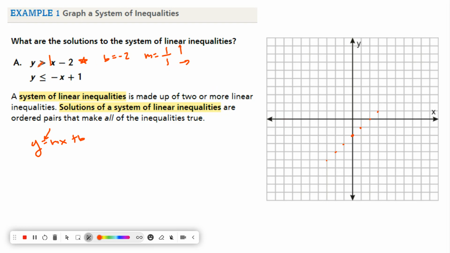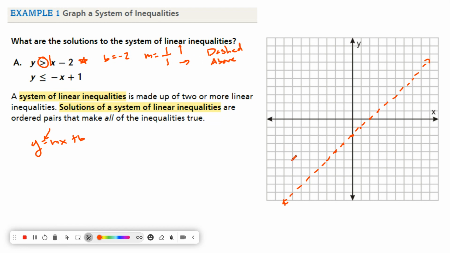Do you see this greater than symbol? A couple things that symbol means. Number one, my line is dashed because it's not equal to, if you remember. So I'm going to make a dashed line. This means points on that line do not count as solutions. And greater than means you're going to shade above.